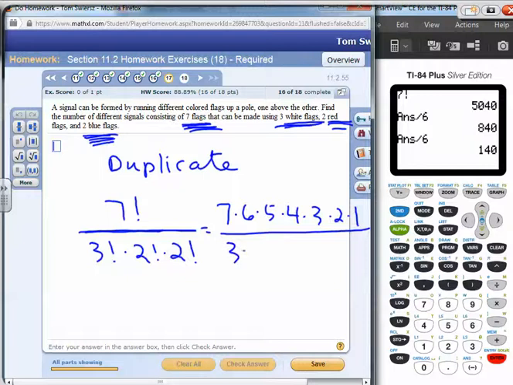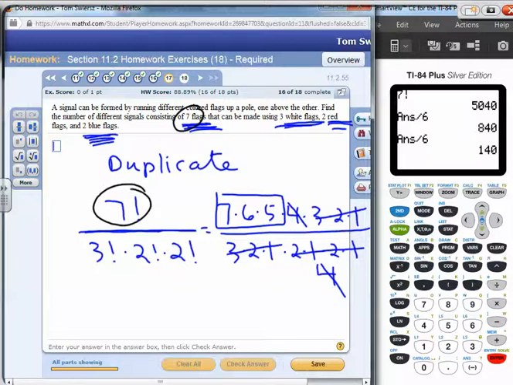3 factorial is 3 times 2 times 1. 2 factorial is 2 times 1. And another 2 factorial is 2 times 1. So 3 times 2 times 1 cancel. 2 times 1 is 2, times 2 is 4, right? And so this is all 4, so the 4s would cancel. So we would be left with 7 times 6 times 5, which again, 6 times 5 is 30, times 7 is 210. Okay?